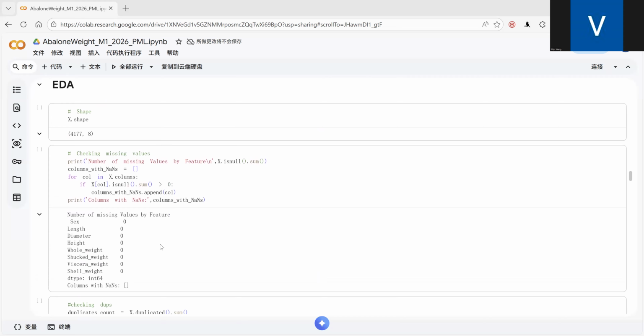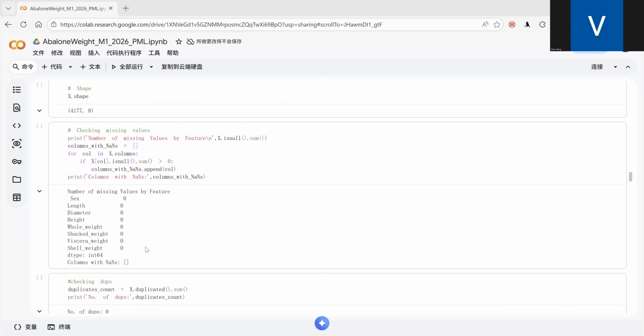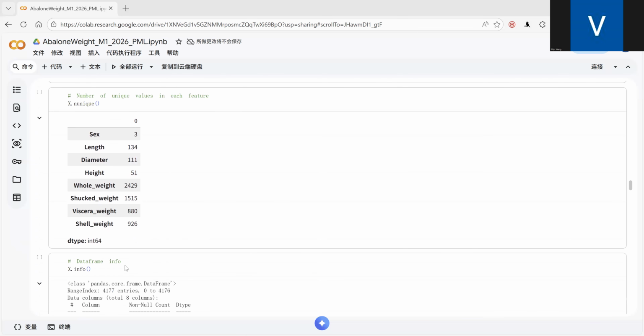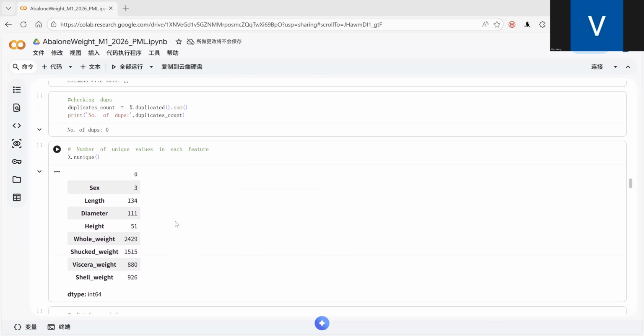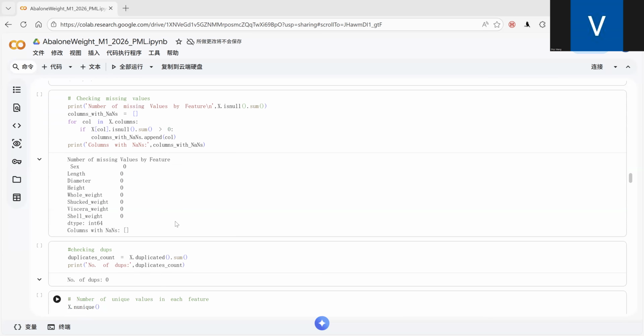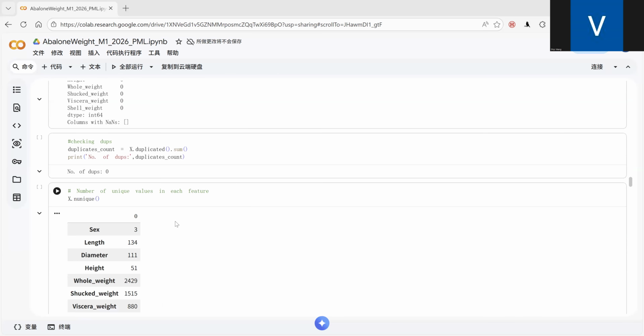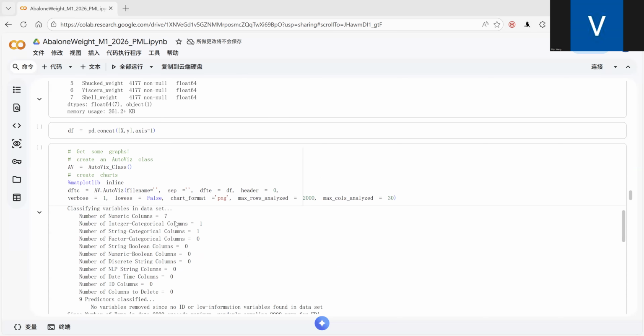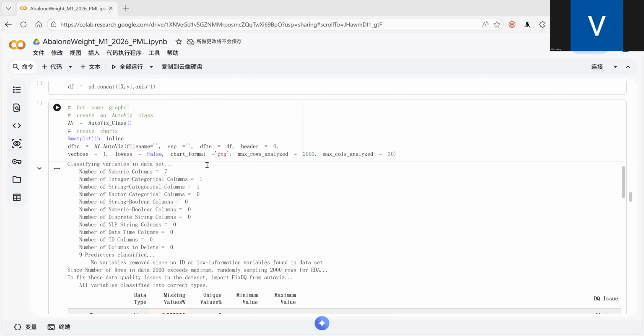Then let's go into the EDA part. Here shows the dataset shape, just like what I mentioned before. And the data is very clean. There are no duplicates, no missing values. So the data is very clean and perfect. Okay, let's move on to the AutoViz outputs.